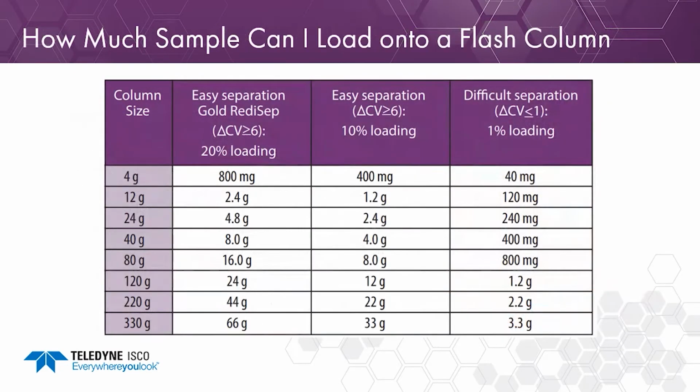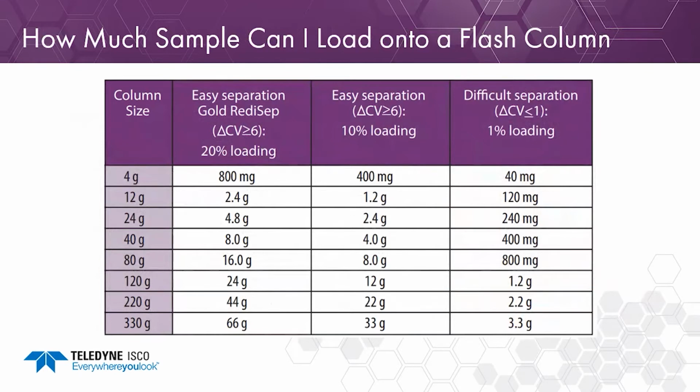So as a good reference for how much sample you can load, here's a table of different column sizes and the loading that you can do based upon the resolution of your run. So if you have delta CV of 6, or a difference in column volumes of compounds, and this would equate to about 2 to 3 or 0.2 to 0.3 RF separation from any impurities, you could load up to 20% of your compound onto that silica.